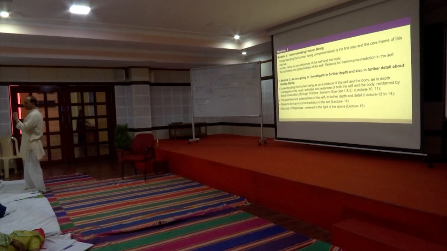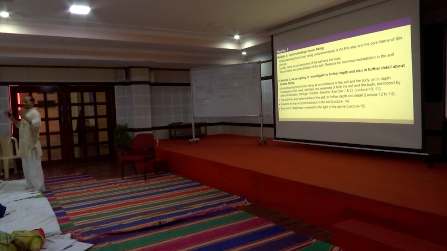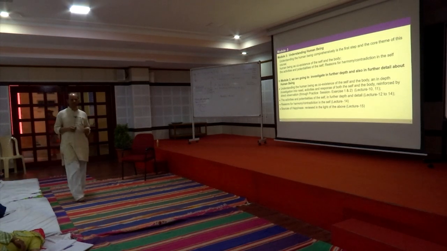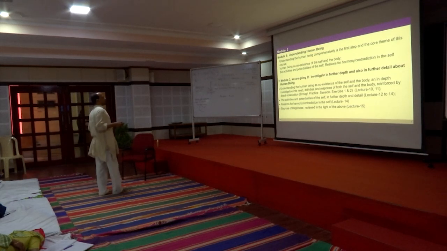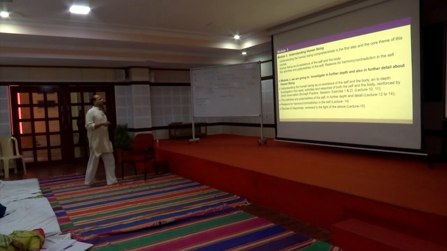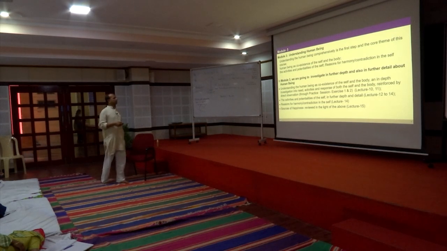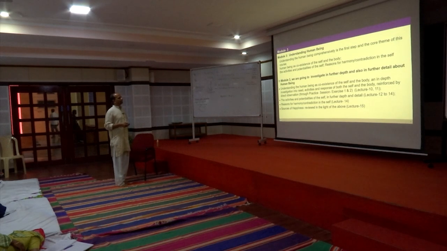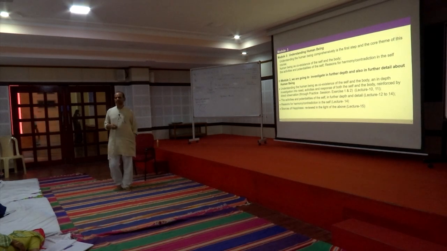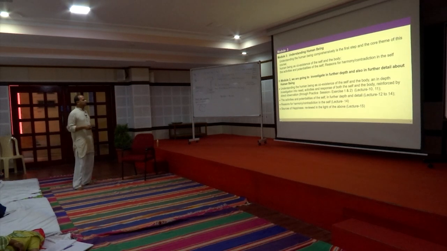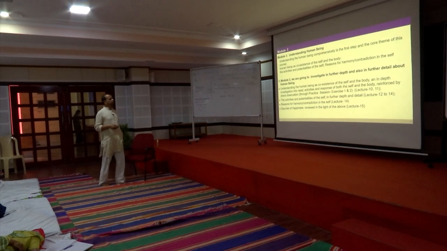If you see in module 1 also, keeping the diagram of the self, we had talked about all the activities. And we will again have a look at that. So understanding human being comprehensively is the first step and the core theme of this course. Human being is there as coexistence of self and body. The activities and potentialities of the self, reasons for harmony or contradiction in the self is something that we are going to discuss.